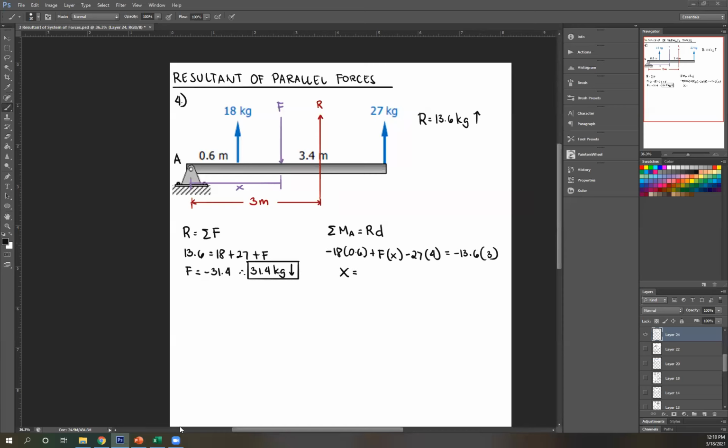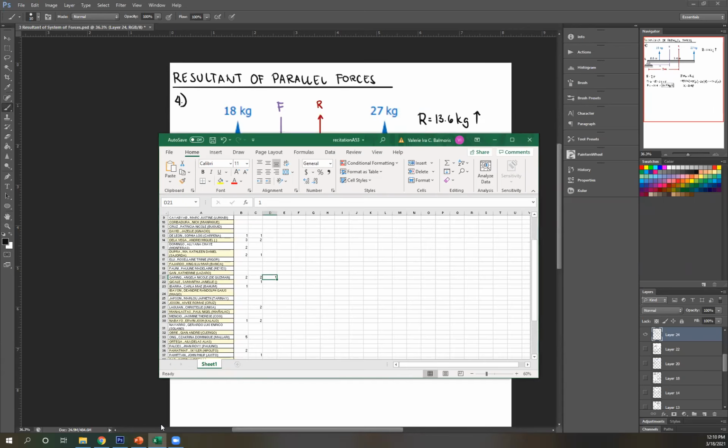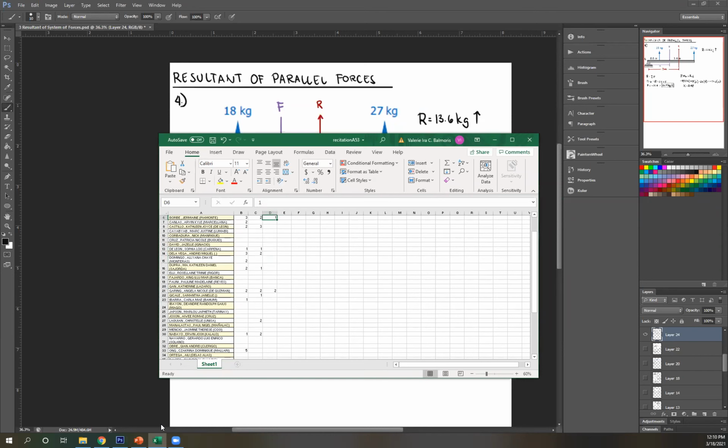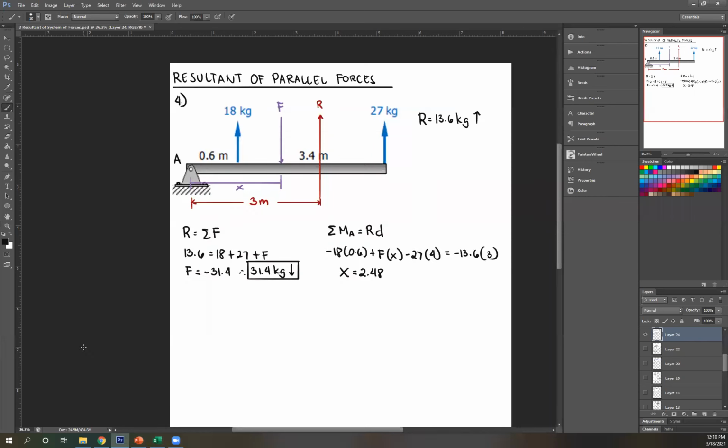What's the answer? Castillo, Kathleen and Angela, correct: 2.48, with unit meters. So there, that's just your number 4.